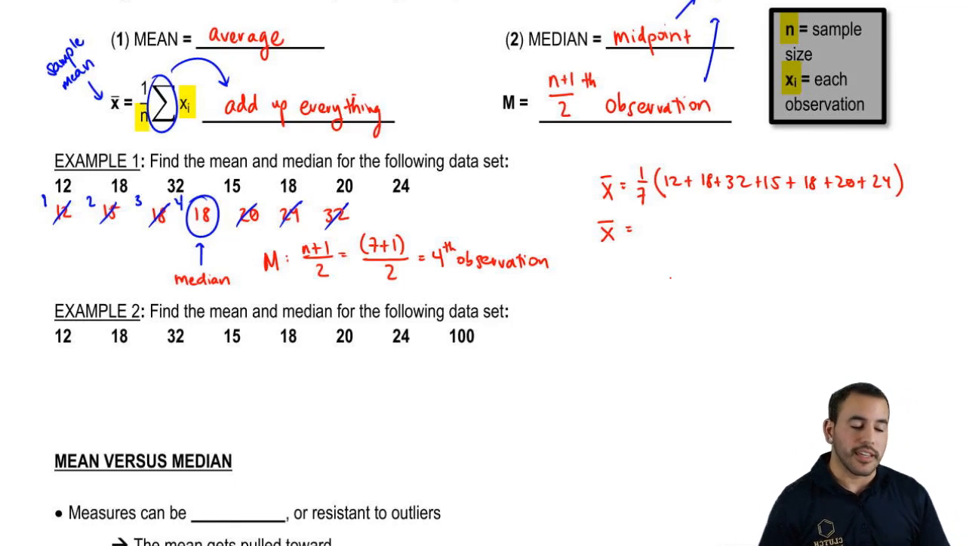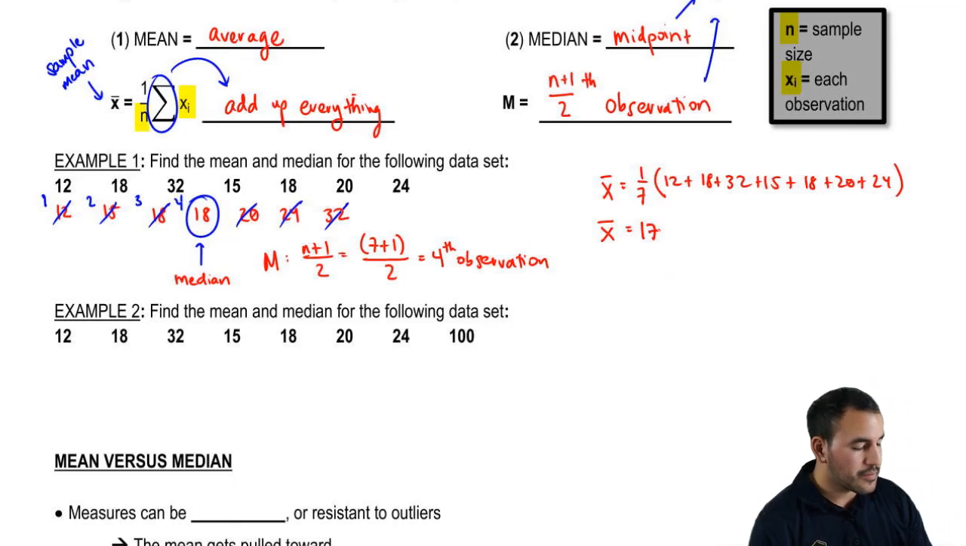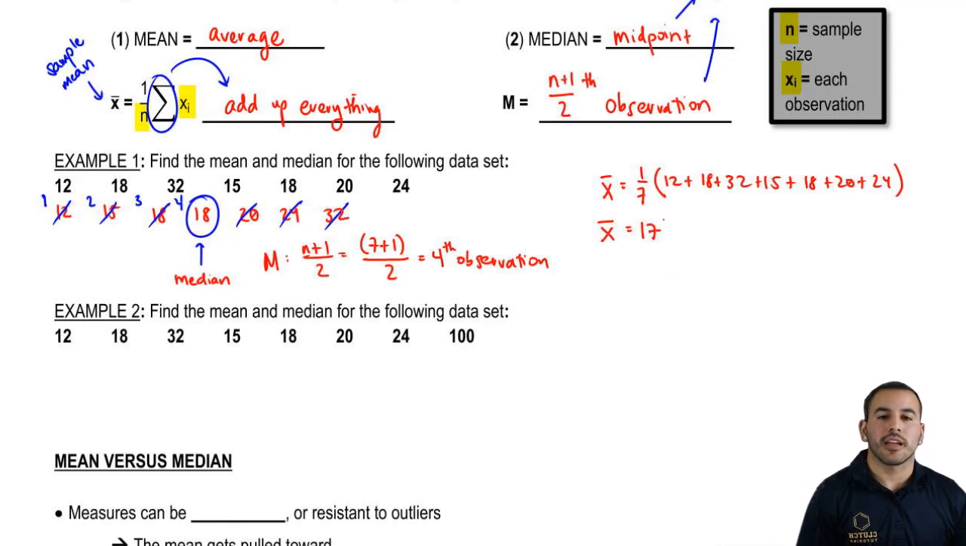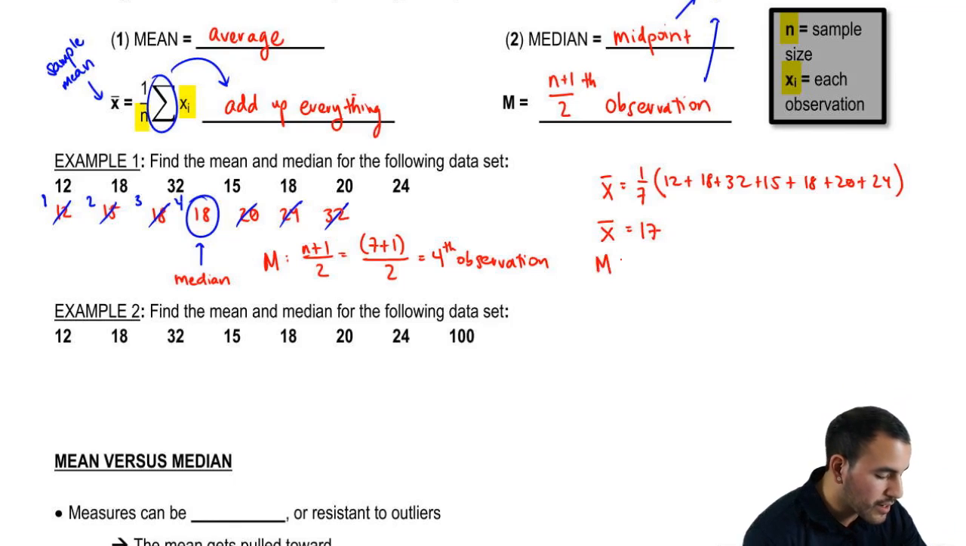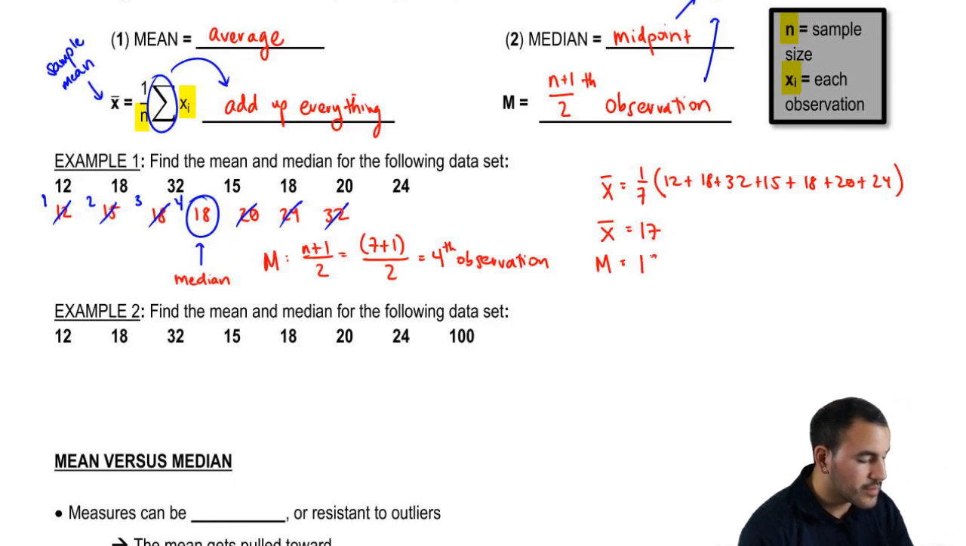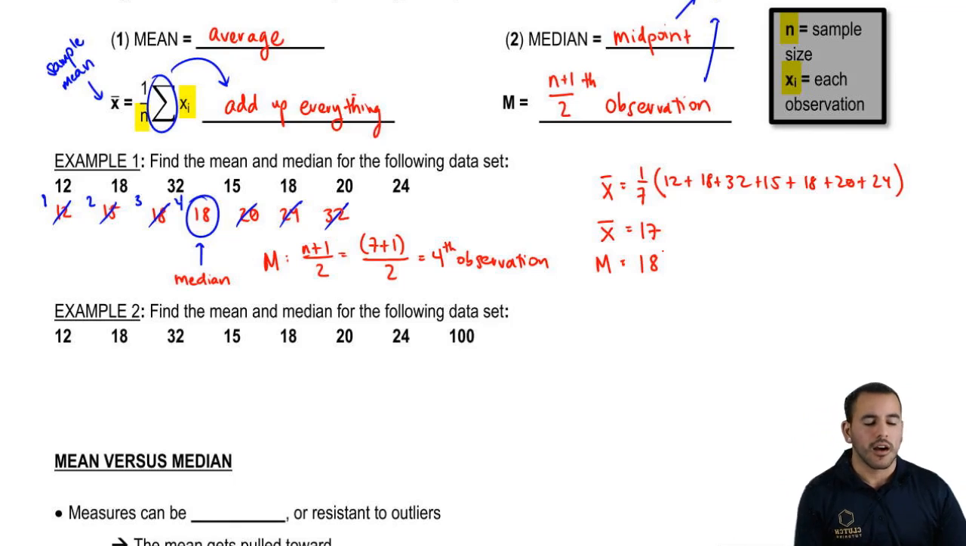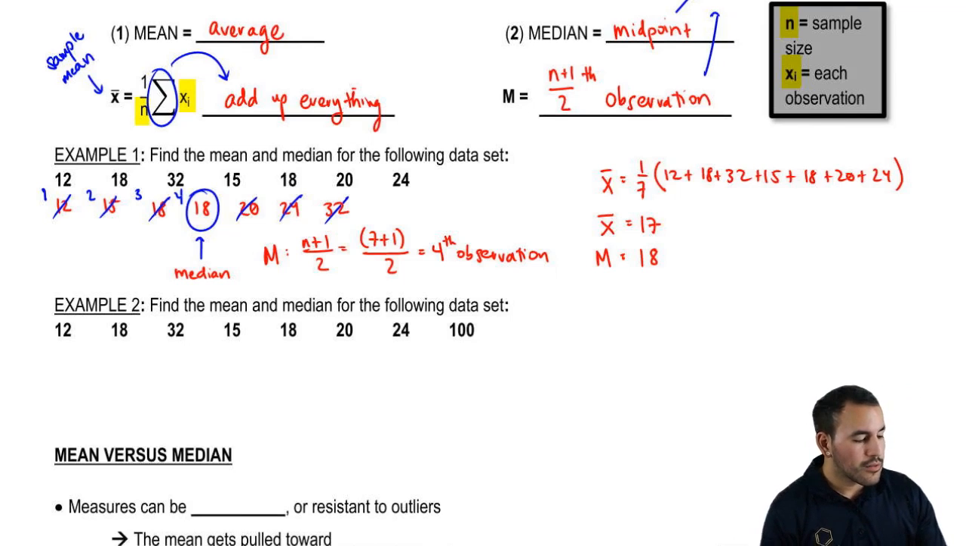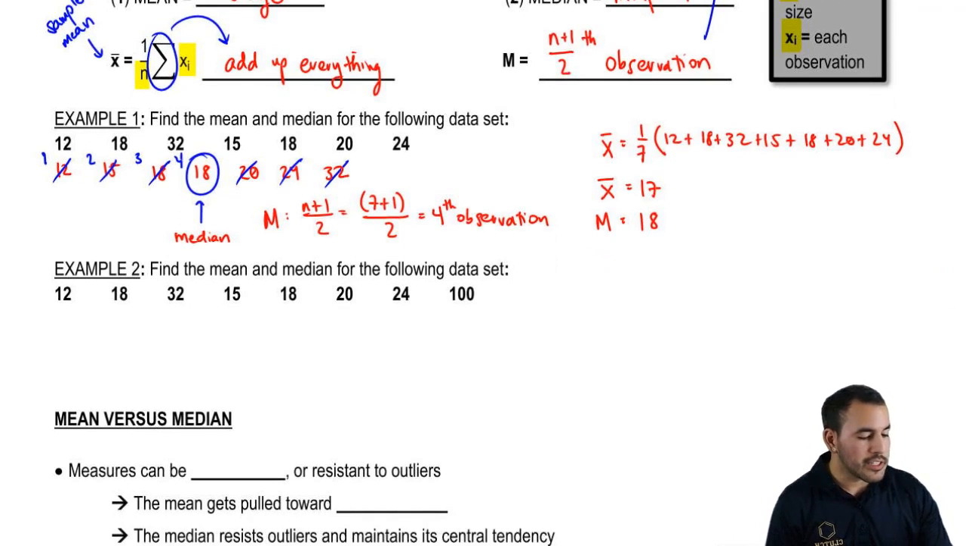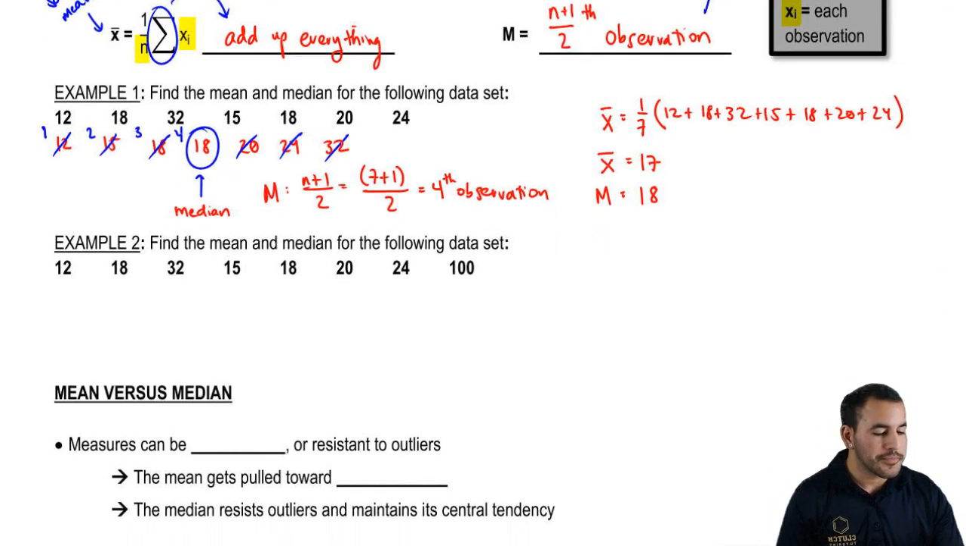And so what we end up with is 17. So now we have our mean, our median, right? Let's go ahead and write down that our median was 18. They're very close, right? Which we would kind of like. But let's go ahead and check out another data set and see what happens.